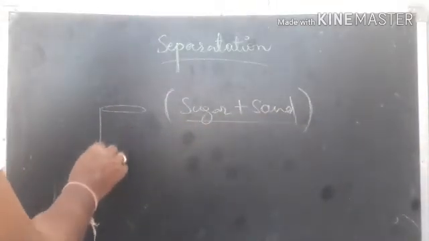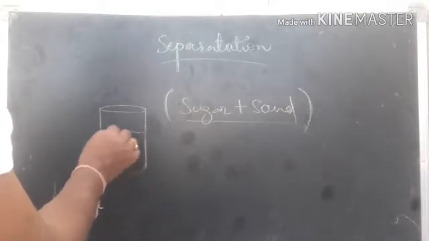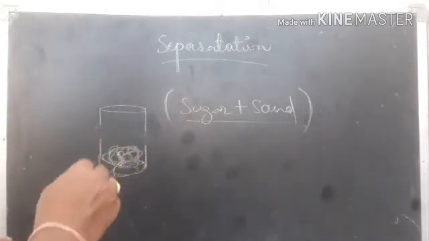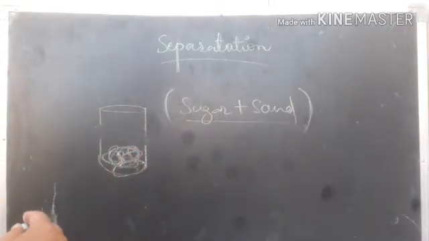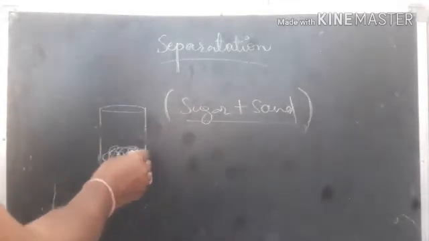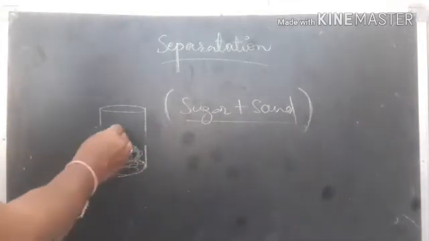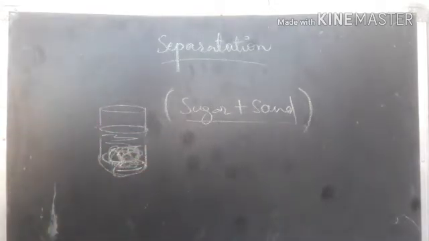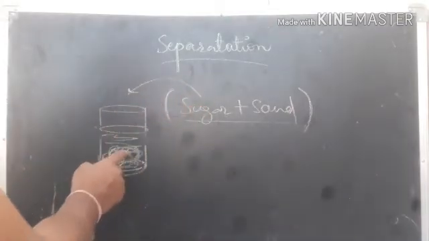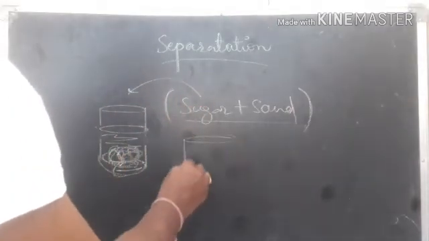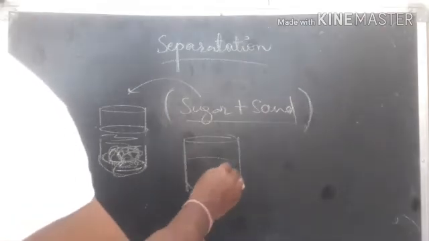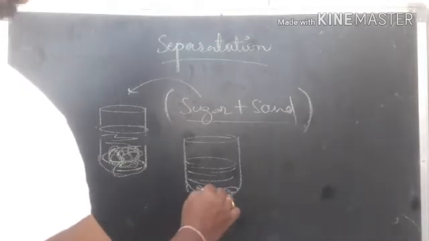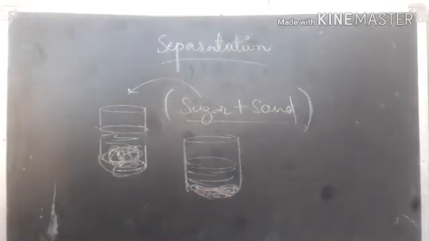Simply, we have to take sugar and sand. For example, these are the crystals of sugar and sand that are taken in the beaker. Now, to separate them, simply we have to add water. When you add water, what happens? The sugar that is present in this gets dissolved, and only the sand will remain at the bottom.